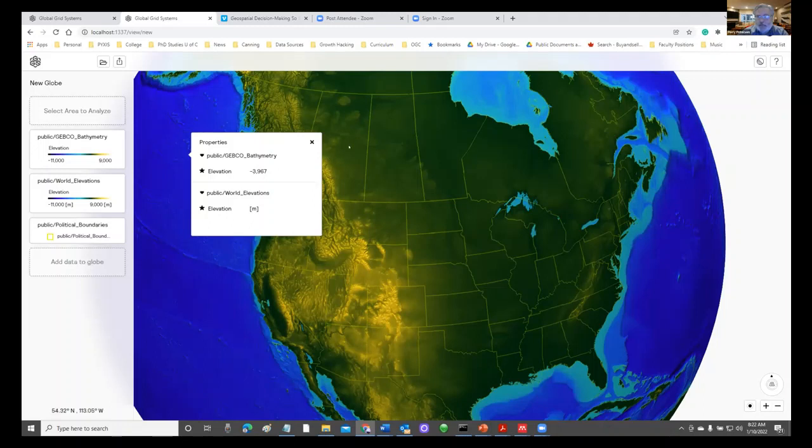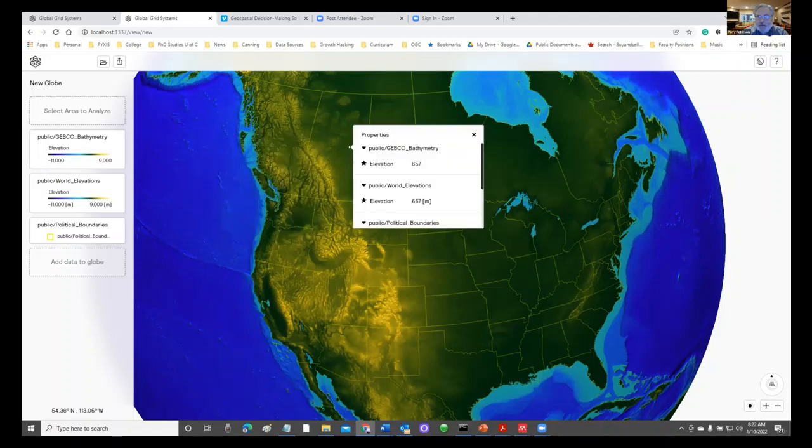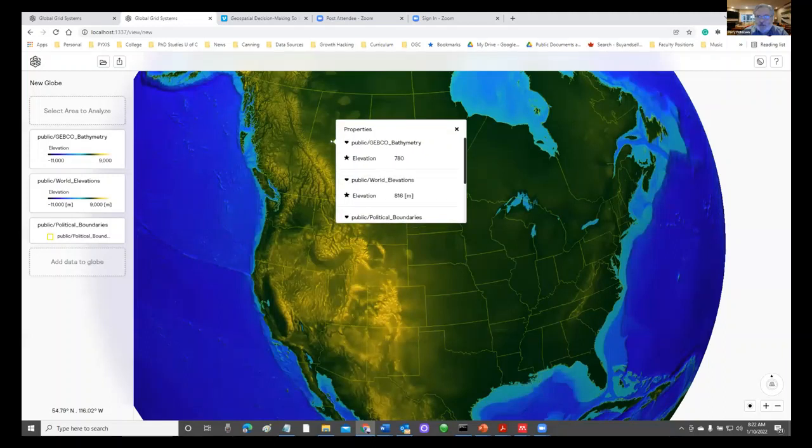If I click on land, back in Alberta here, wow, that's interesting. We have both elevations as 657 and 657, but I don't think that's guaranteed. These are two different models. So I click a little bit different location and we see 780 and 816. So these are integrated data sources. We've just fused two different data sources. We do all our querying based on those different data sources.